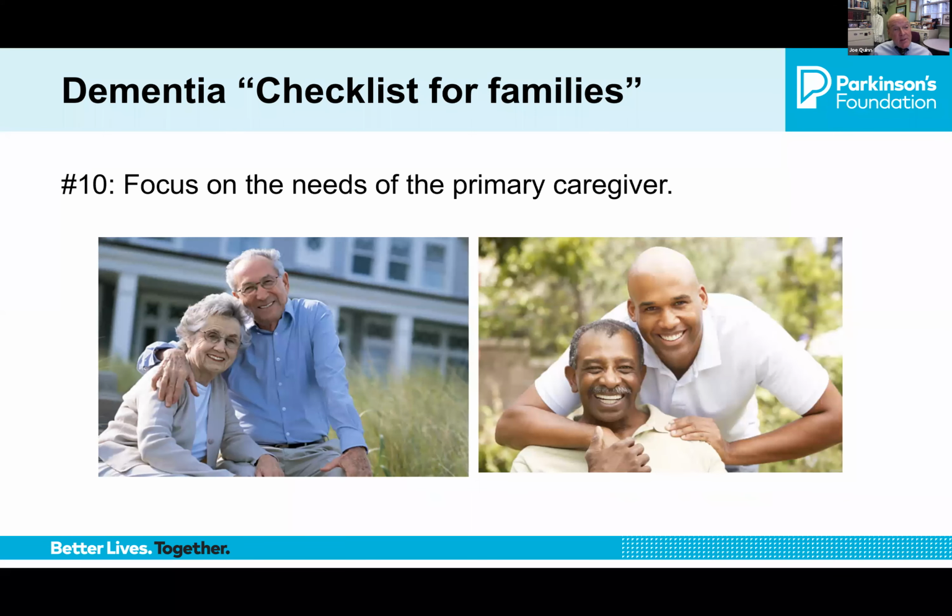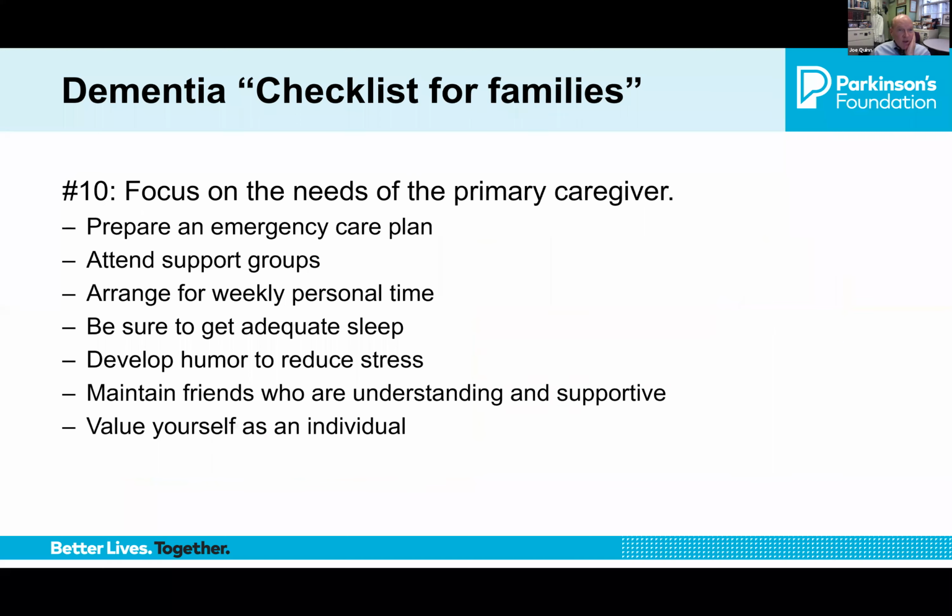Now, number 10 is sort of the transition to the next checklist. So number 10 is coming to the second major point for the talk, which is as a caregiver for somebody with dementia, you want to remember that it's not just the patient you need to take care of, but you really need to take care of yourself if you're going to take good care of the patient. So some of the things that you want to think about in terms of serving your own needs is to have an emergency care plan. If something happens to you, what would happen to the patient and so on.